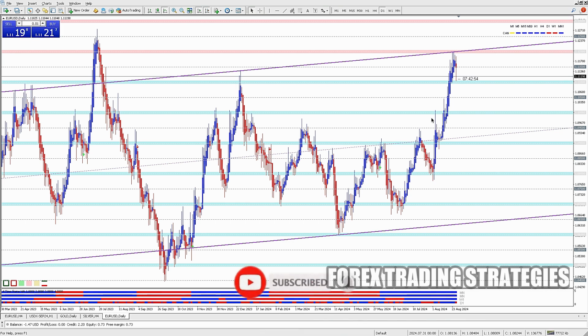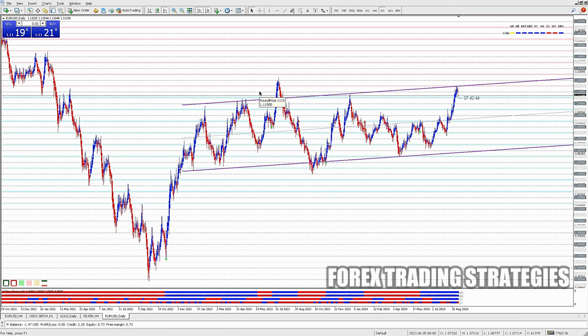ECN accounts operate by aggregating orders from various liquidity providers and matching them with other traders. This means you're trading against the market rather than against your broker. This direct market access allows you to see real-time quotes from multiple sources, enabling you to trade at the best available prices. Additionally, ECN accounts typically charge a small commission per trade, instead of marking up the spread, the difference between the bid and ask price, which can result in lower overall trading costs.